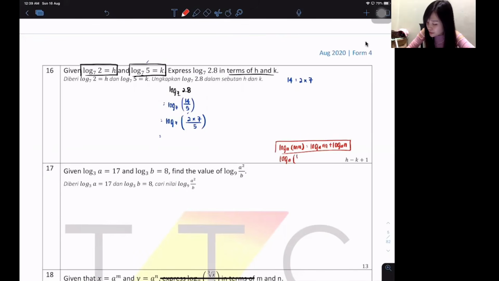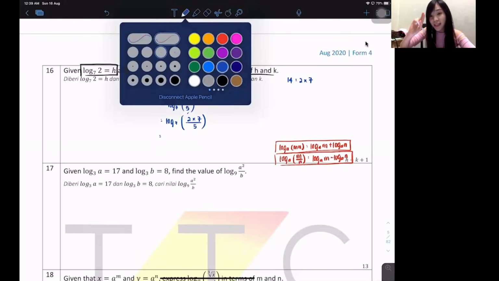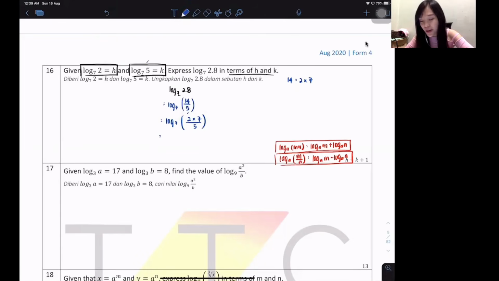Times, isn't it separate, is plus. Divide, isn't it separate, is minus. So now we can split that. How many things inside the bracket now? Do, re, mi, 3. Write log 7 three times, please. Log 7, and log 7. First one is for 2. Second one, 7. Third one, 5. Saw it? 2 and 7 is times relation, separate, right? Plus. Divide by 5. Divide, separate, right? Minus. Isn't it just like that?